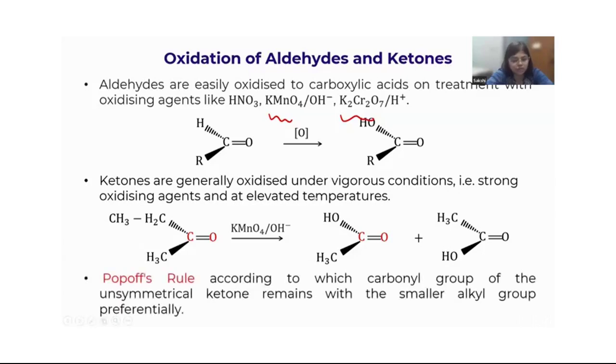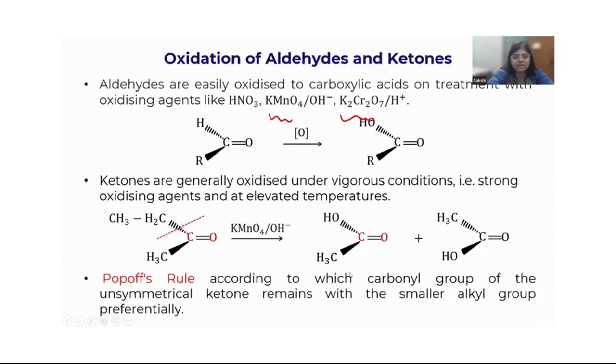Okay, there is a Popov's rule. What does it say? According to this rule, the carbonyl carbon of the unsymmetrical ketone remains with the smaller alkyl group preferentially, right? So the carbonyl carbon of the unsymmetrical ketone remains with the smaller alkyl group. Okay, so let us move forward.